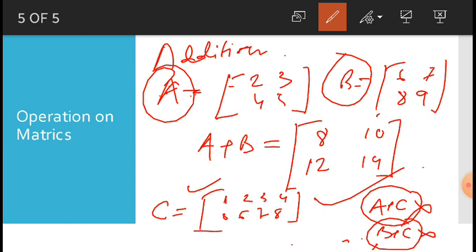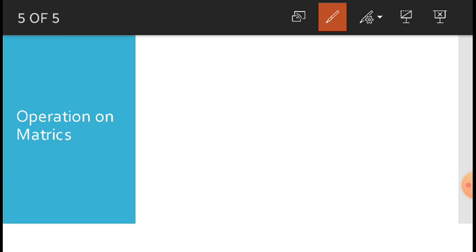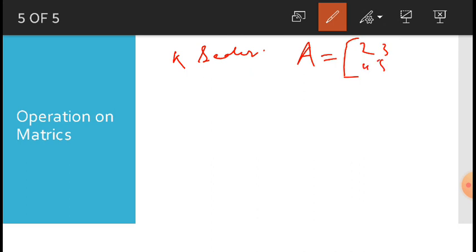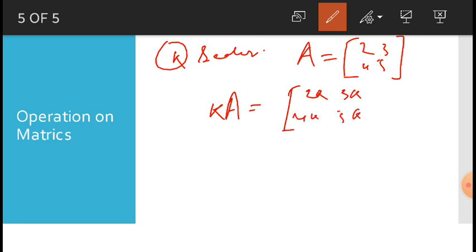Okay, now another important thing you need to learn here is the multiplication of a matrix by a number. If K is a scalar and you have a matrix A equal to 2 3 4 5, then kA is nothing but K multiplied with all the elements, like 2k, 3k, 4k and 5k. If K is a number like 2, then 2A means all the elements in matrix A are multiplied by 2, so it will be 4 6 8 and 10.